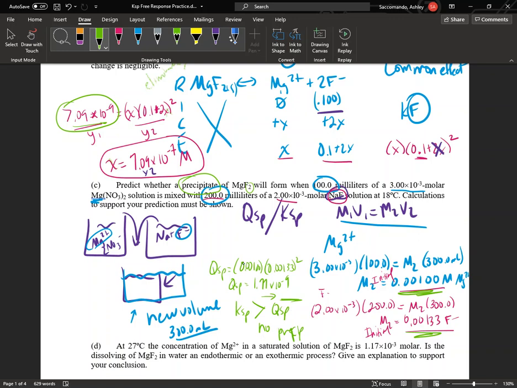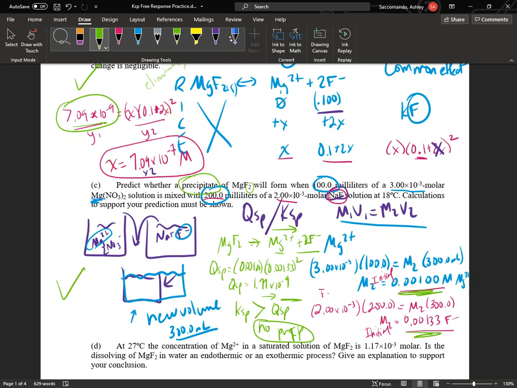It can dissolve more. So for MgF2, in this direction, you get Mg2+ plus 2 F minus. It's going this direction, so it still can dissolve more. If it was the other way, if KSP was less than QSP, then a precipitate would form. So this is no precipitate here. And yeah, it's a lot of work for this problem because you have to figure out the initial concentrations, then dump them together, and then find the QSP. So that's a common ion effect, QSP, KSP problem. Those are the other ones that you could see here.